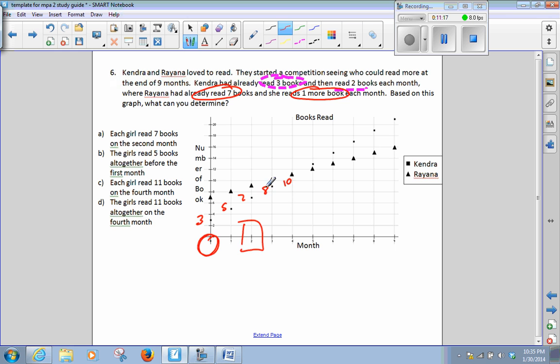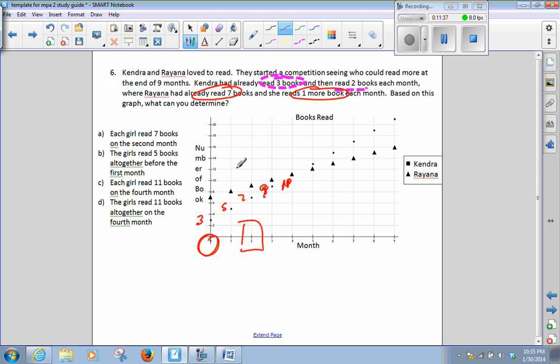Wait, I just messed up. Whoops, that should be a 9, sorry. Then 11, and so on, and so on. So this little number right here, the 7, doesn't represent how many she read on the second month. It represents how many she had read total.